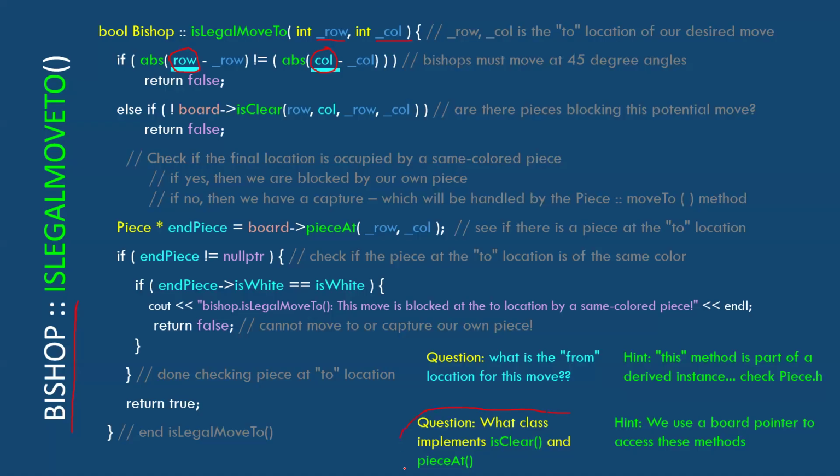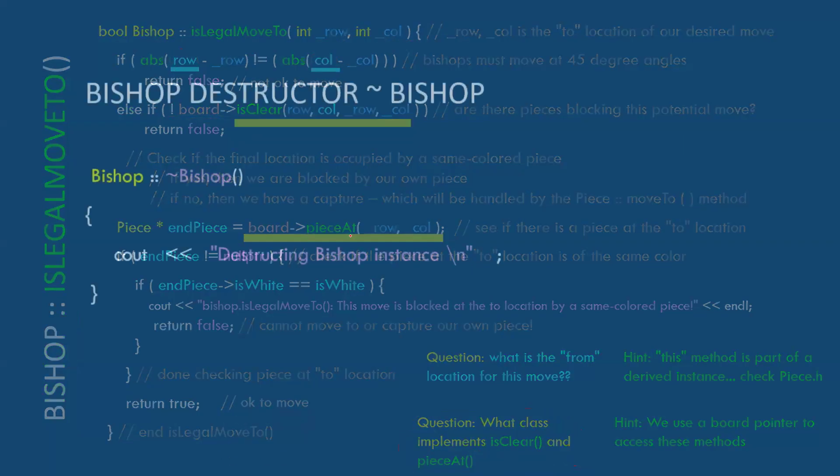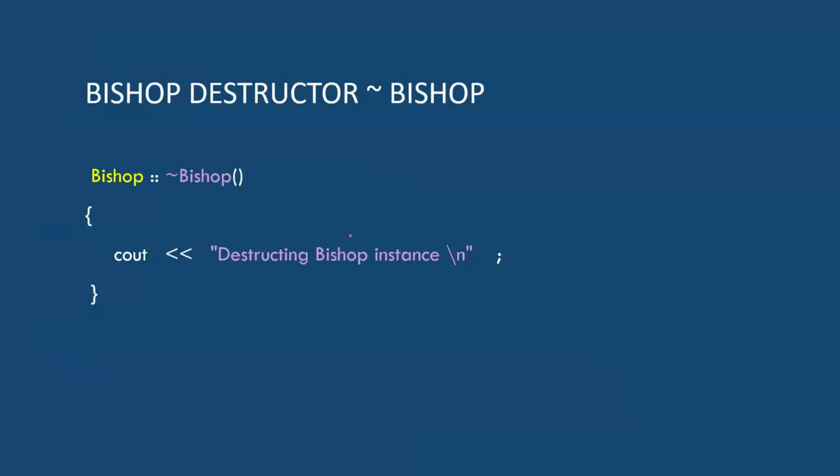And the is clear is coming from the board. So that's a chess class, right? The piece at is also coming from the chess class. So the board is the chess class, basically, okay? So hopefully that helps a little bit. I just wanted to kind of share that with you, so you may be able to jump into this a little quicker. And this is just a nice to have.